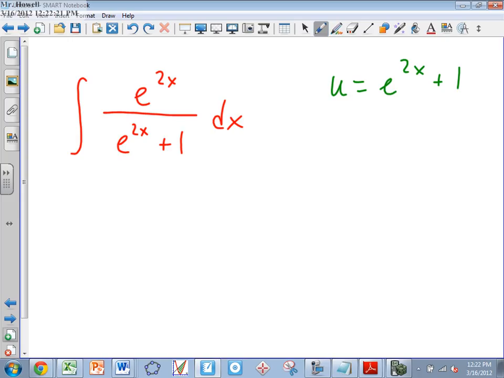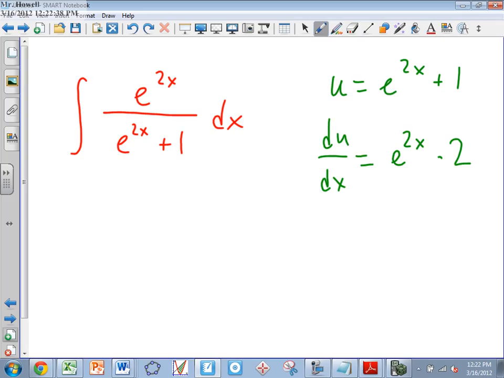And what's the derivative of 1? So that's going to drop off. This is going to become e to the 2x times 2. So you'll have an e to the 2x times 2 here. You'll have the e to the 2x up here. And they're going to cancel. So let's go ahead and do it.